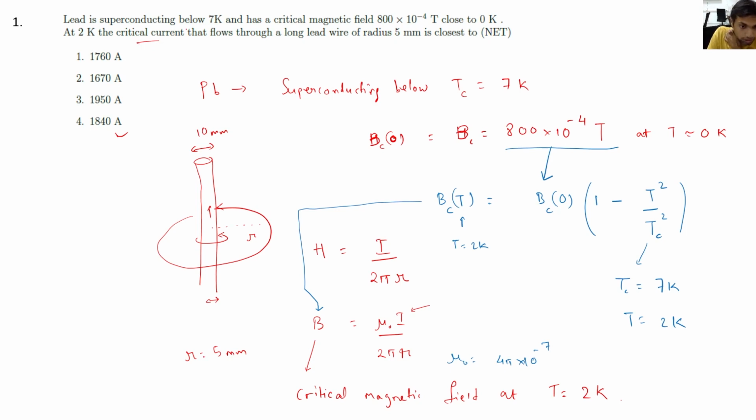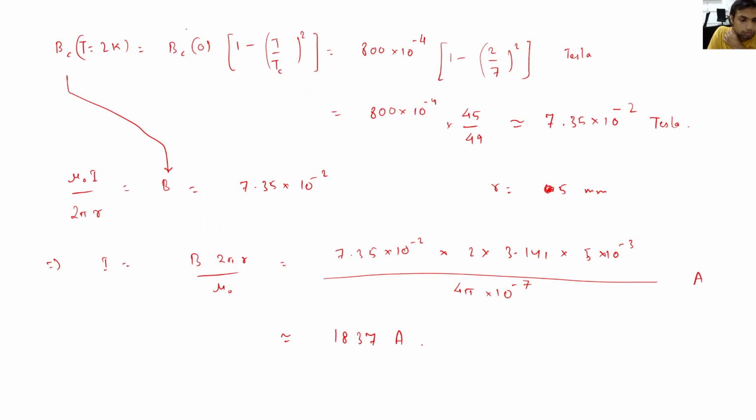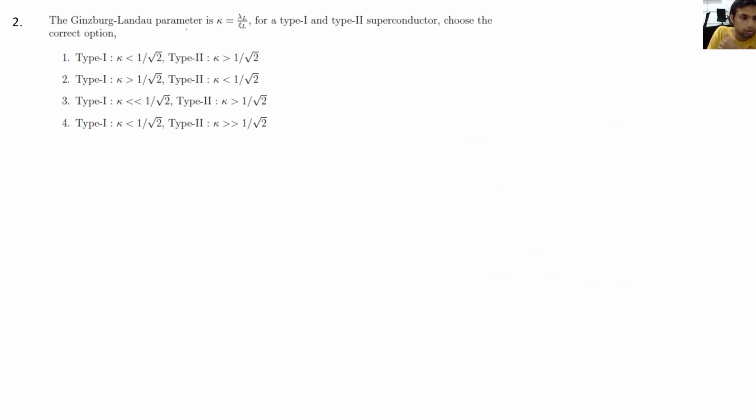Now let us go to the next question. Landau-Ginzburg parameter kappa. This parameter is defined as lambda L over xi S. This is the penetration depth, or penetration length, and this is the coherence length.